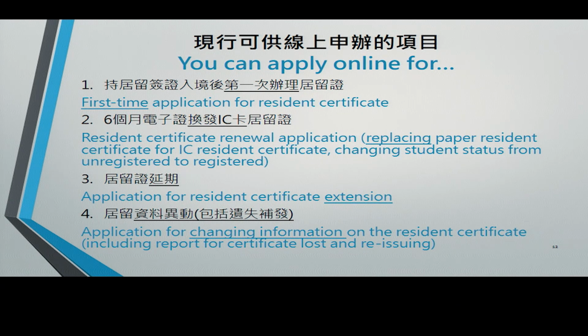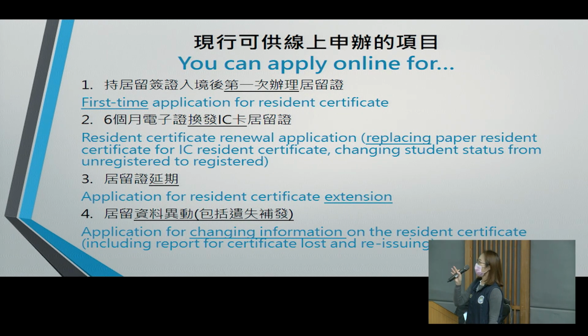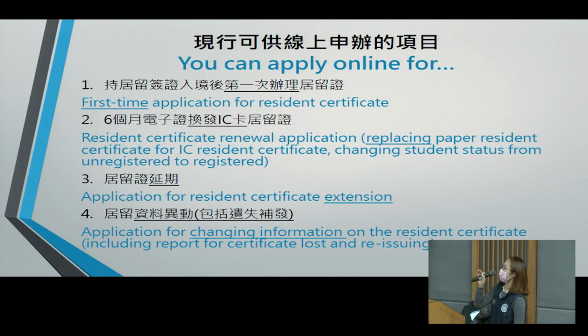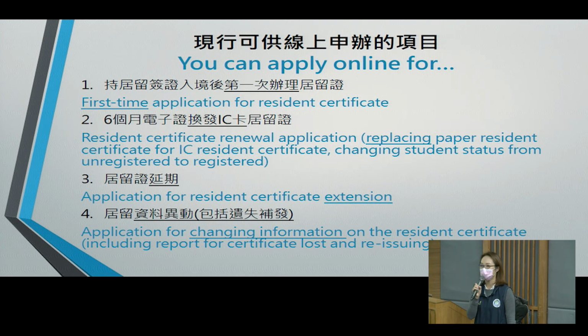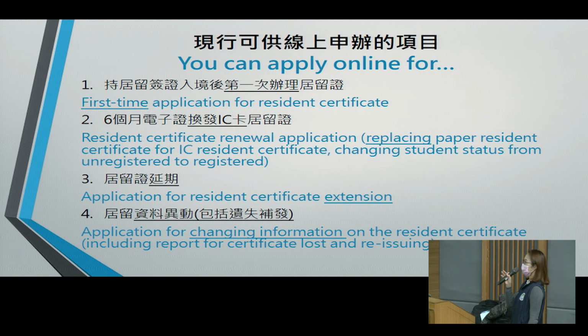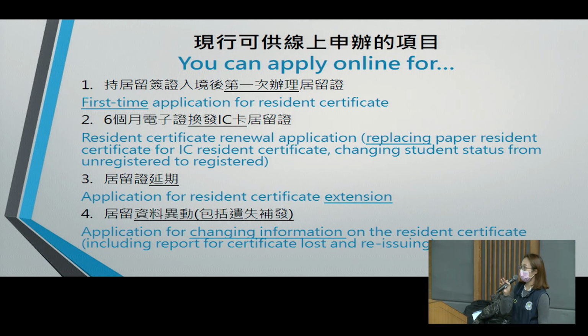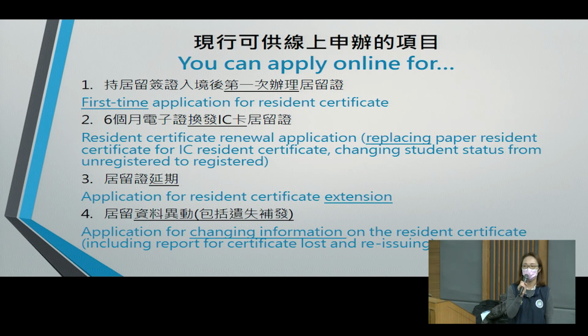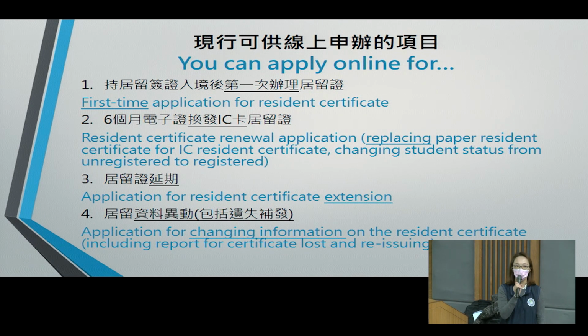As you can see here, first one, first-time application for ARC; second one, renewal of your ARC; third, extension of ARC; and last one, changing your information. It's easy to understand numbers 1, 3, and 4, but number 2 is a special option for those students who just come into Taiwan with their resident visa and an offer letter from school. Article 22 of the Immigration Act regulates that once you come into Taiwan with your resident visa, you need to change it to your ARC within 15 days. Otherwise, there will be a penalty.